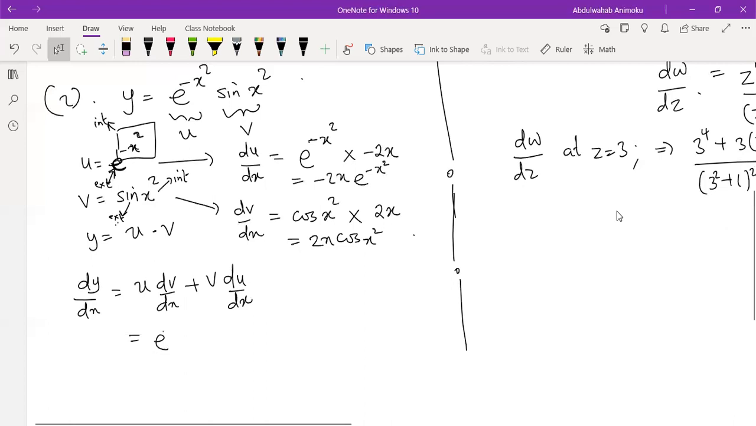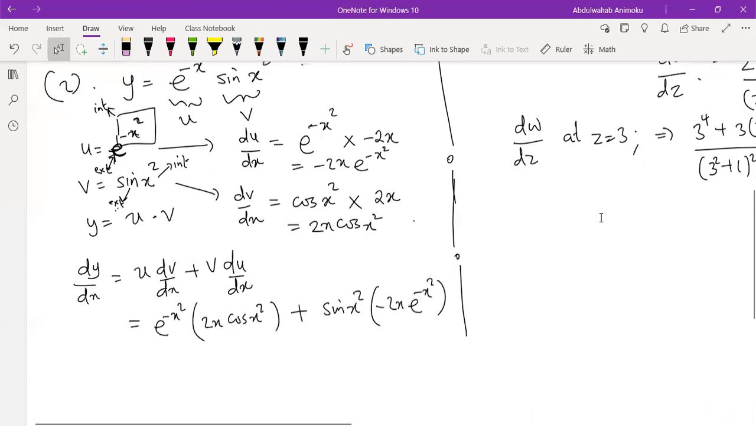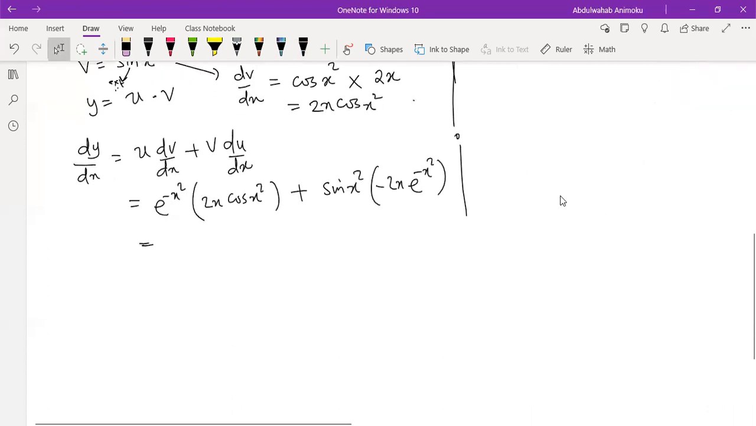U is e raised to the power minus x squared times dv dx, which is 2x cosine x squared, plus v, which is sine x squared, multiplied by du dx, which is minus 2x e raised to the power minus x squared. So this is all you need. Just simplify this and you're good to go.